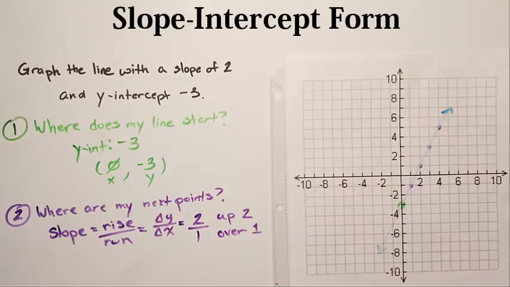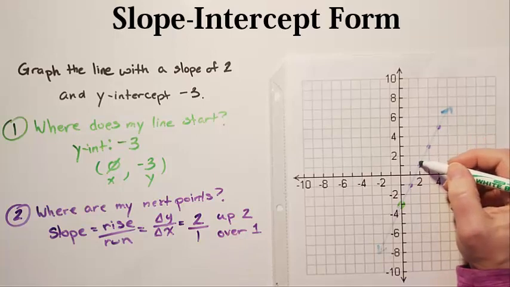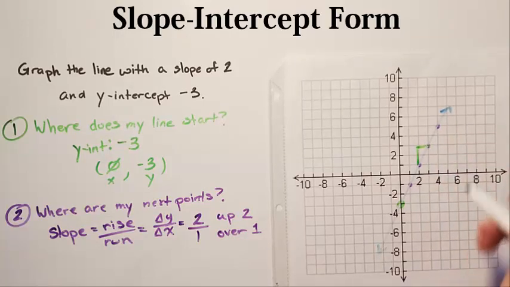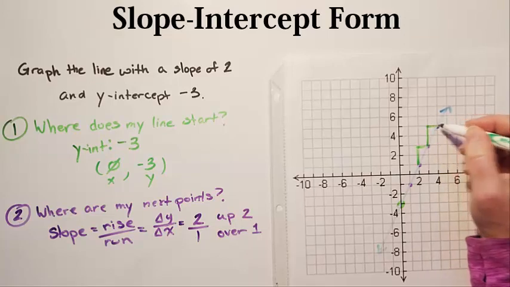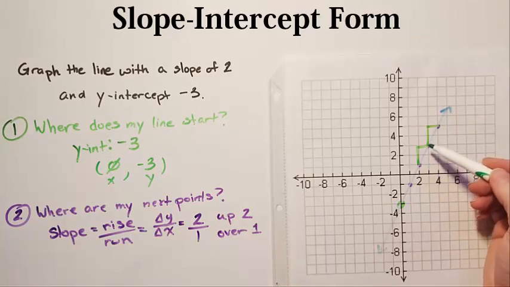If you needed to double check yourself and make sure that you are doing your slopes accurately, your slope is up 2 over 1, meaning no matter what point I start at, if I went up 2 over 1, I should run into the next point. Start here. If I went up 2 over 1, I should run into the line again. That's why the slope was up 2 over 1. It gets you to the next point every time.